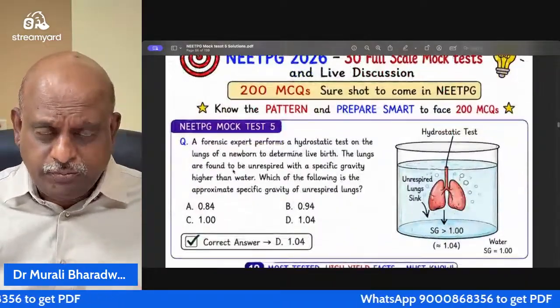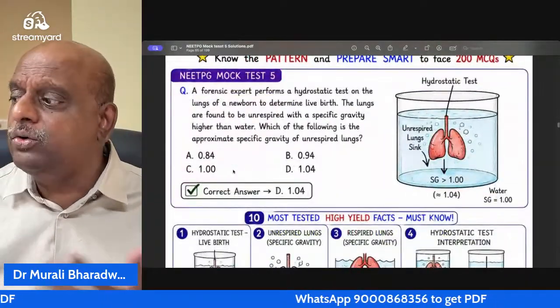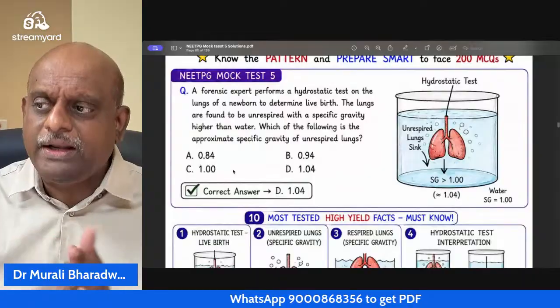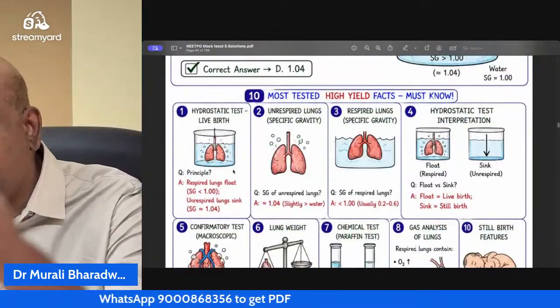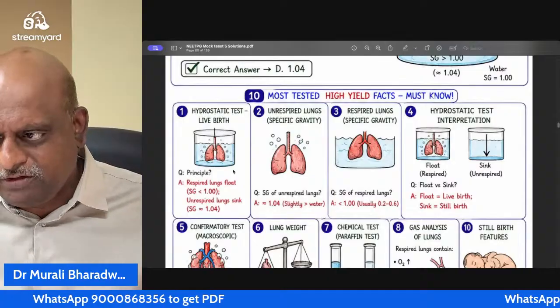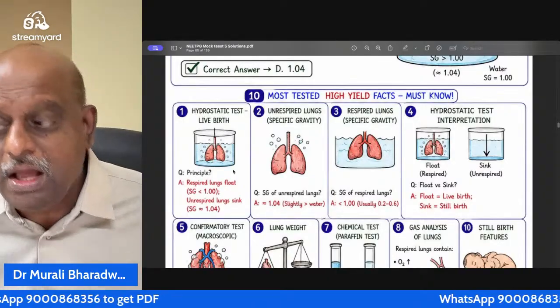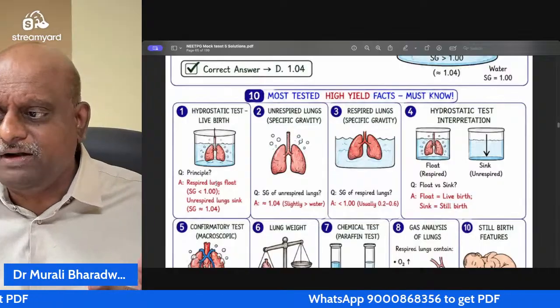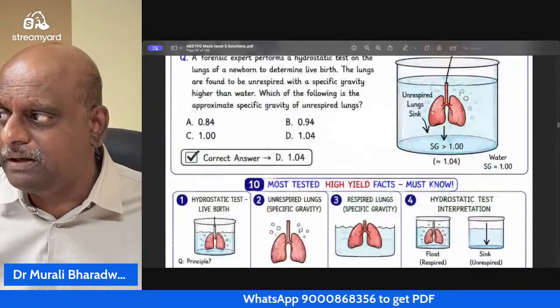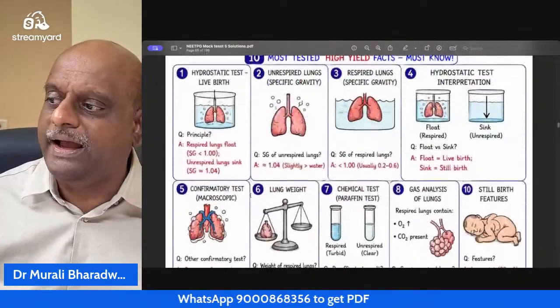A forensic expert is performing the hydrostatic test. For you to understand this, one simple funda. Respired lungs float. Specific gravity is less than 1.00. Unrespired lungs will sink. That is specific gravity 1.04. Simple. What is the funda of the hydrostatic test?